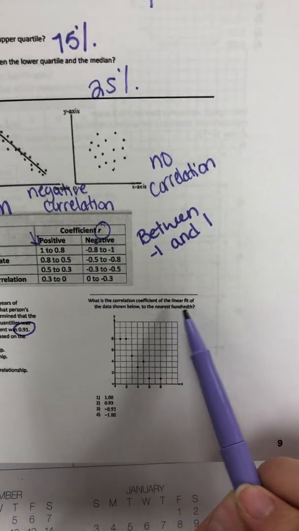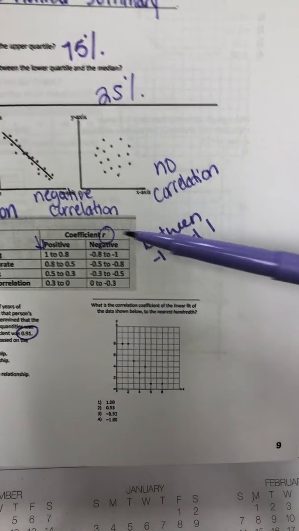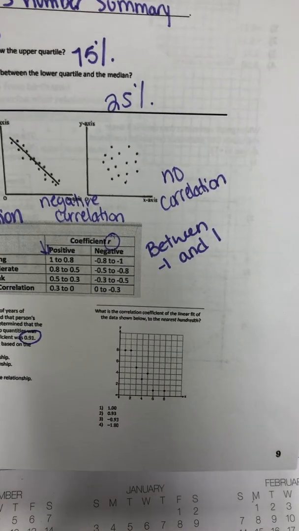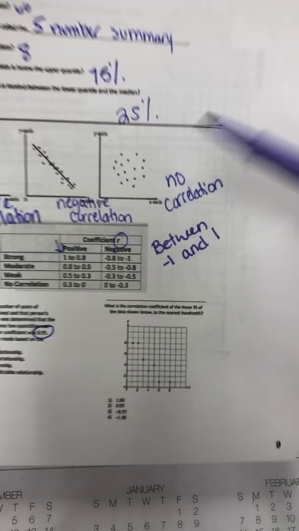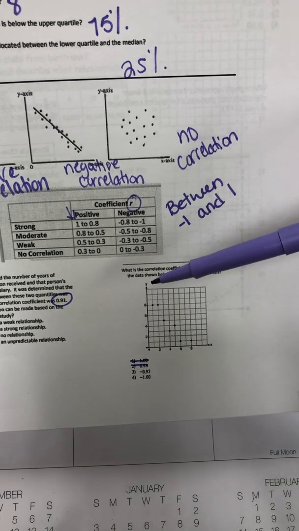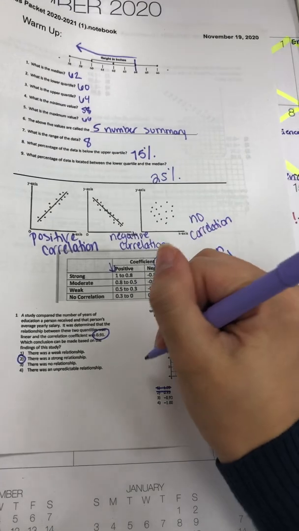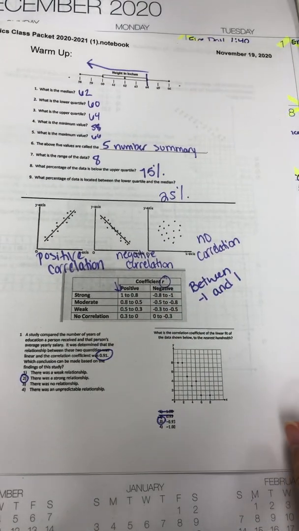The next one. What is the correlation coefficient of the linear fit of the data shown below to the nearest hundredth? So it gives us this option, and again, it's wanting us to find that letter R, that number that describes how close my data is to making a straight line. Well, first of all, my data is going down, so I can automatically delete 1 and 2. It's going to have to be a negative number. Now, I have -0.93 and I have -1. For it to be -1, that means it's making a perfect straight line. It's not, so that means it's going to be 3. It's close, there's a strong relationship, but it's not a perfect straight line.